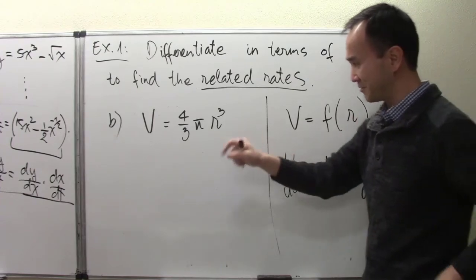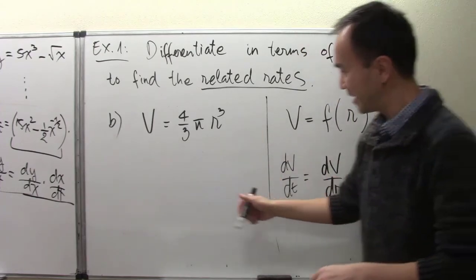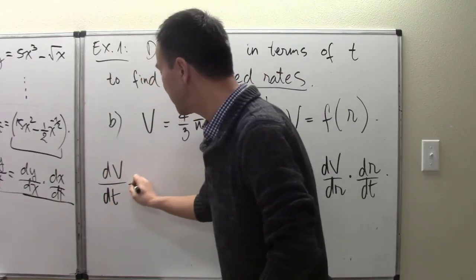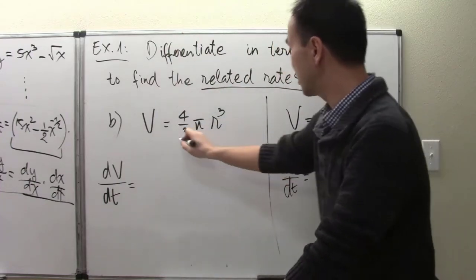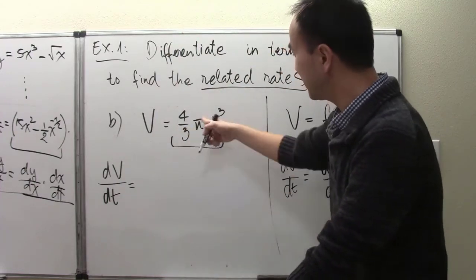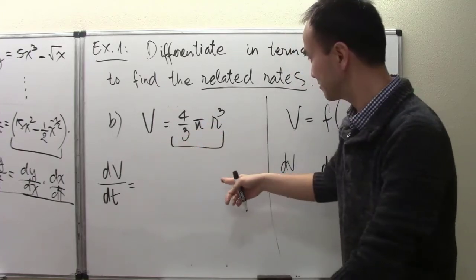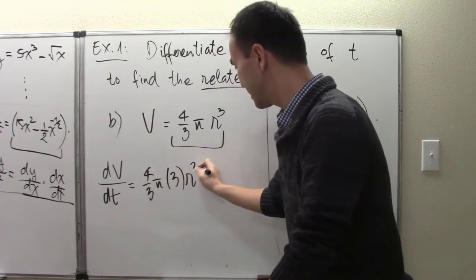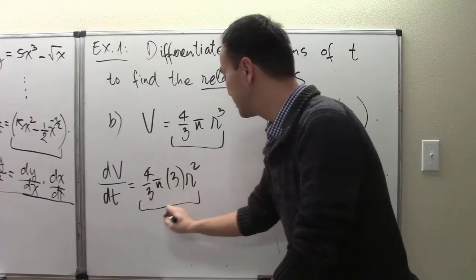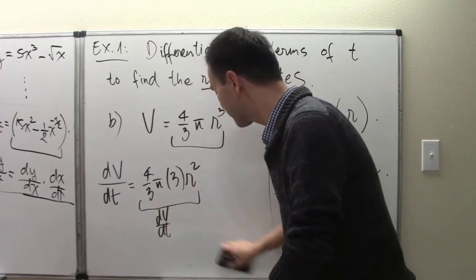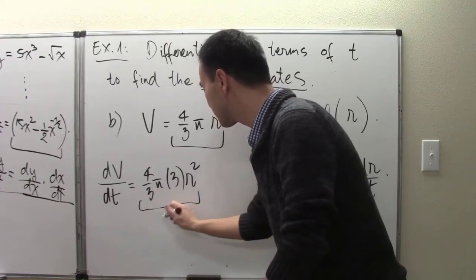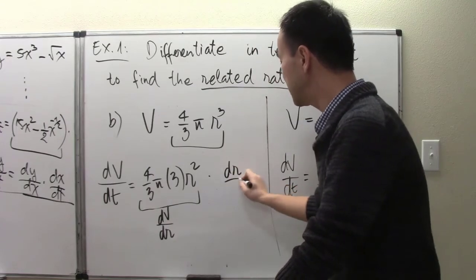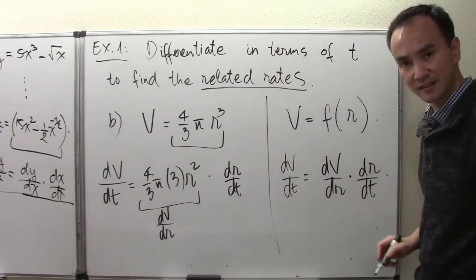Right from this understanding, dV/dt must equal, so now I'm going to find dV/dr. Just the usual power rule is going to kick in. So we're looking at 4/3 pi times 3r squared. That's dV/dr. And we multiply that with dr/dt, as the formula stated.